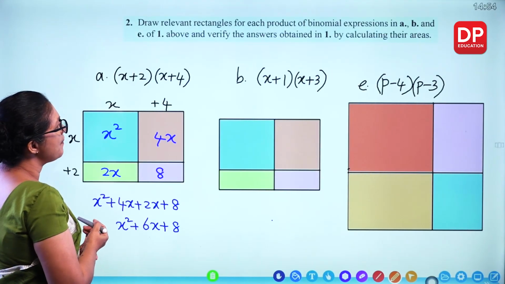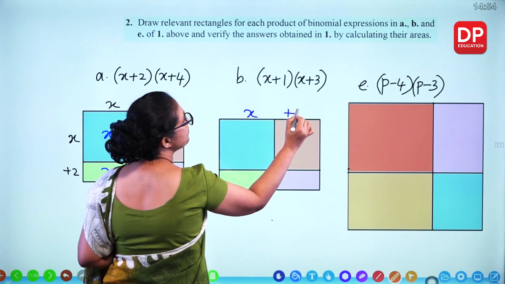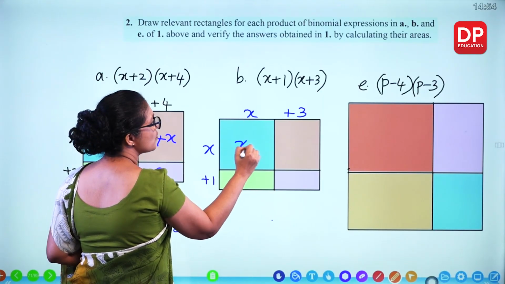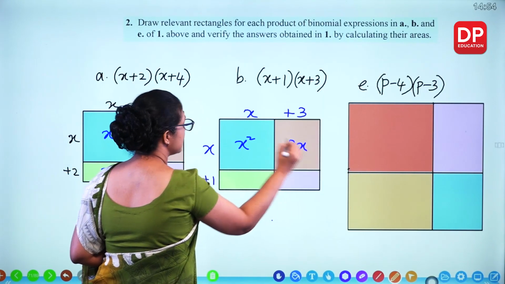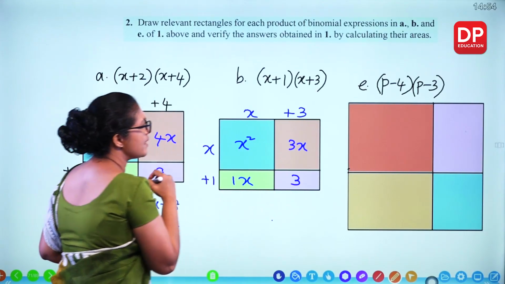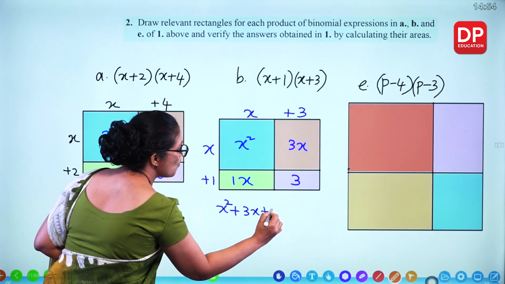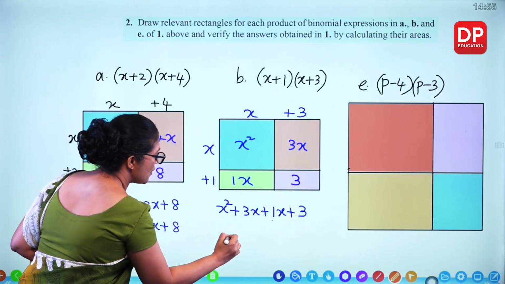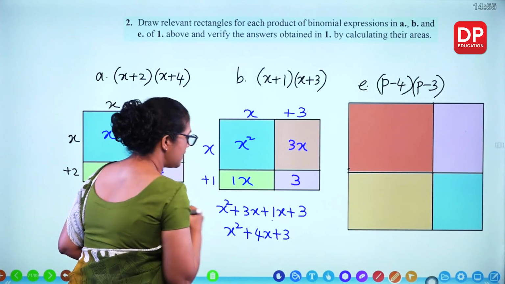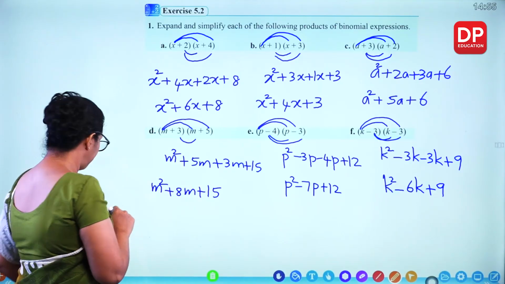Now we'll take part B, x plus 1 and x plus 3. So we'll take x plus 3 this side and x plus 1 this way. X into x, x squared, 3 into x, 3x, 1 into x, 1x, and 1 into 3, that's 3. So what's the total area? X squared plus 3x plus 1x plus 3. So when you add it, you get 3 plus 1, 4x plus 3. Now we'll check it. X squared plus 4x plus 3.